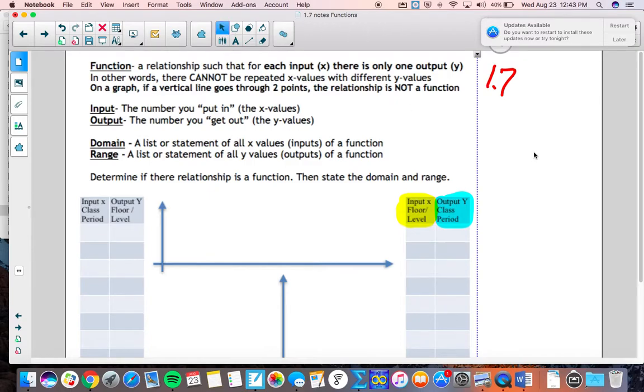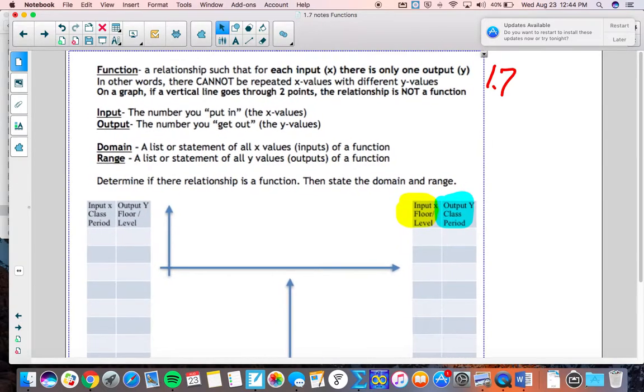A function is a relationship such that for each input, or x value, there is only one output, or y value. In other words, there can't be repeated x values with different y values. That sounds a little confusing, so you can go back and reread it, or just bear with me. On a graph, if a vertical line goes through 2 points, the relationship is not a function. So visually we'll be able to check that in a little bit. Maybe make a note here that this is a visual check on a graph.